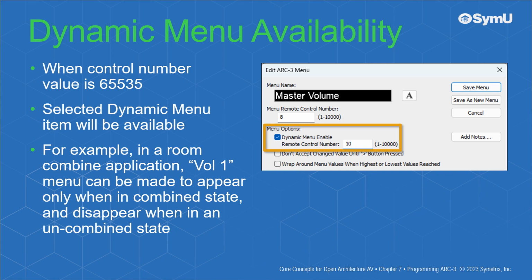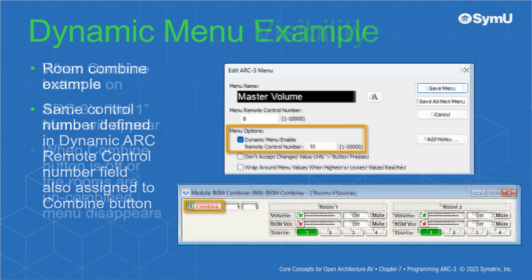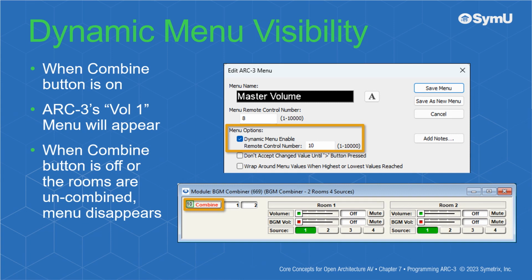For example, in a room combine application, the Volume 1 menu can be made to appear only when in combined state, and disappear when in an uncombined state. In this room combine example, the same control number as defined in the Dynamic ARC Remote Control Number field is also assigned to the Combine button. When the Combine button is on, the ARC-3's Volume 1 menu will appear. When the Combine button is off or the rooms are uncombined, the menu will disappear.